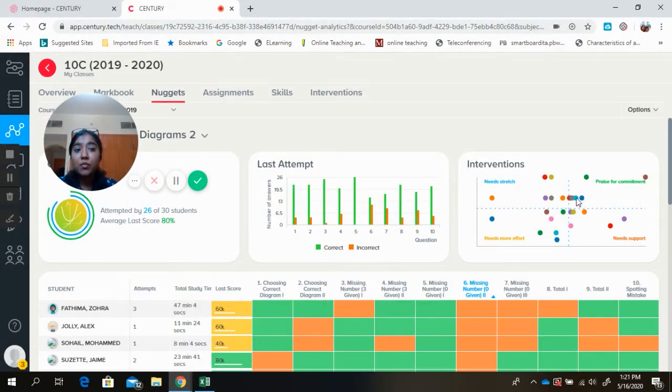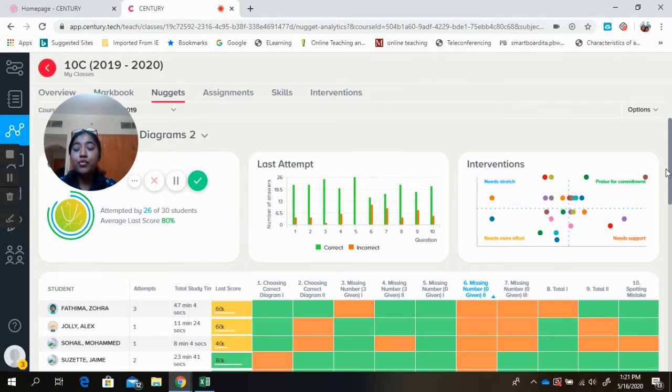They need to try it more diligently. Praise for commitment, the ones who have tried to improve their score a couple of times. They did it first, they didn't get it good, but then they tried the nugget again and they got it. That's praise for commitment. Needs support, irrespective of spending a lot of time on the nugget, they still are not able to get the concept. So these children over here are my focus area.